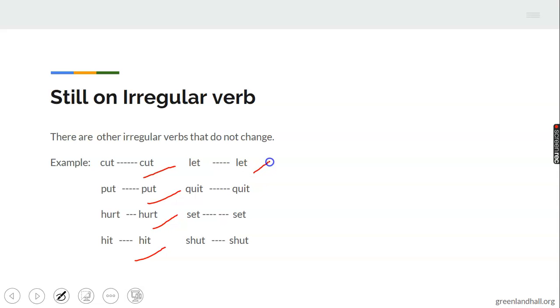Now we have let. The same thing. The past tense is let. Quit. The past tense is quit. He has quit his job. You cannot say he has quitted his job. So please pay attention and ensure you use it correctly when you're making your sentences. Then set. Still set. Then shut. Still shut. Please, as much as possible, because we do make mistakes when it comes to using these irregular verbs that do not change. So I want you to learn now that they don't change.